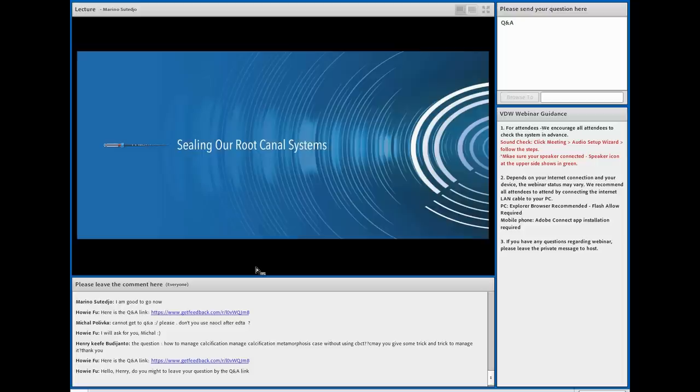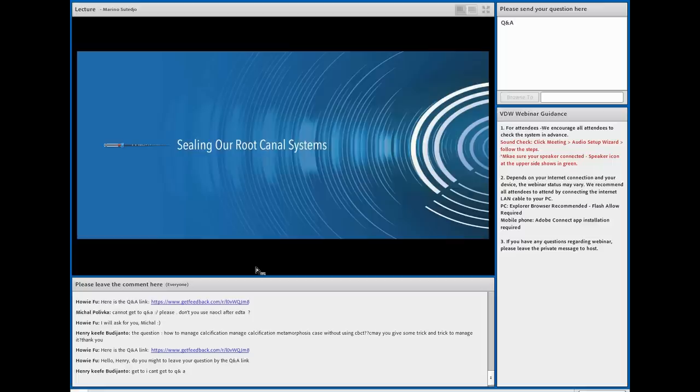Also, apply pressure gently and try not to push as hard as you can, especially when you are dealing with the maxillary molar. And also try to have a tapered instrumentation to create a good resistance form.